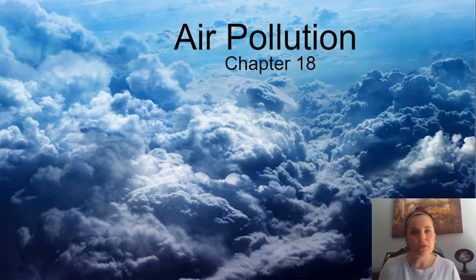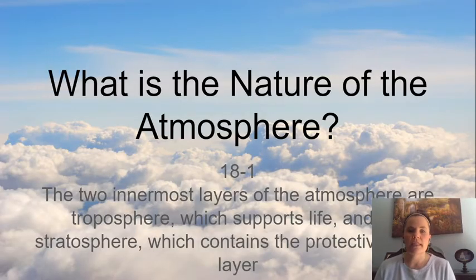So this is air pollution. 18-1 is what's the nature of the atmosphere. There are two layers that they really want you to know, the troposphere and the stratosphere. And I feel like we've done this before, right?